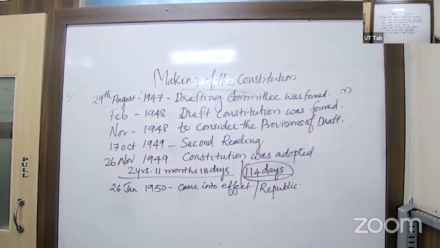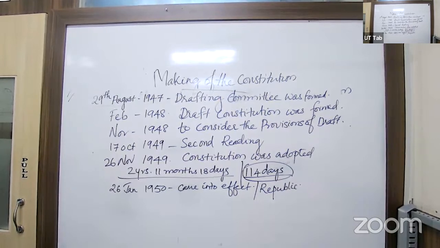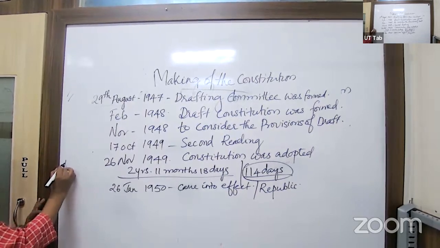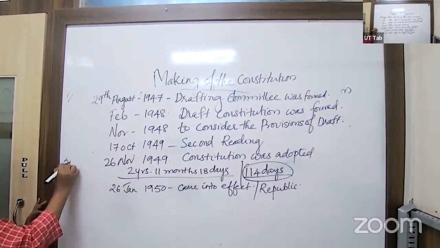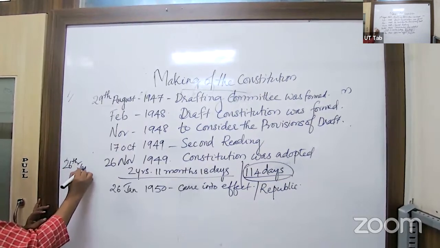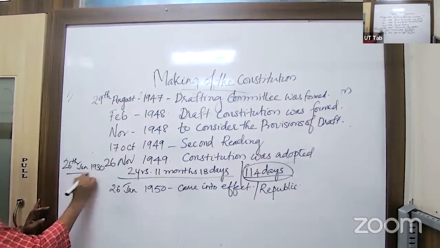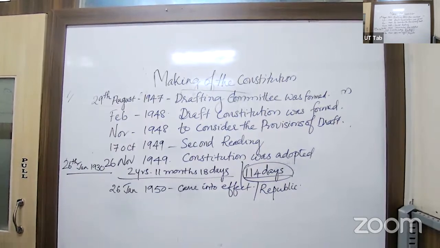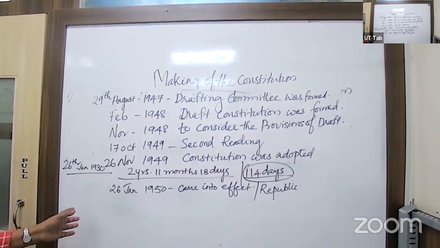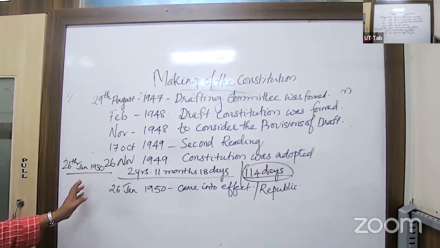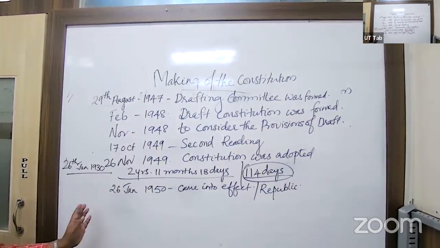Now, if the British were not ready to grant complete independence, we will celebrate our Independence Day. Accordingly, they decided to celebrate Independence Day on 26th January 1930 onwards. From 1930 onwards, they were celebrating Independence Day. Understood? Republic Day. Wait, what am I telling?